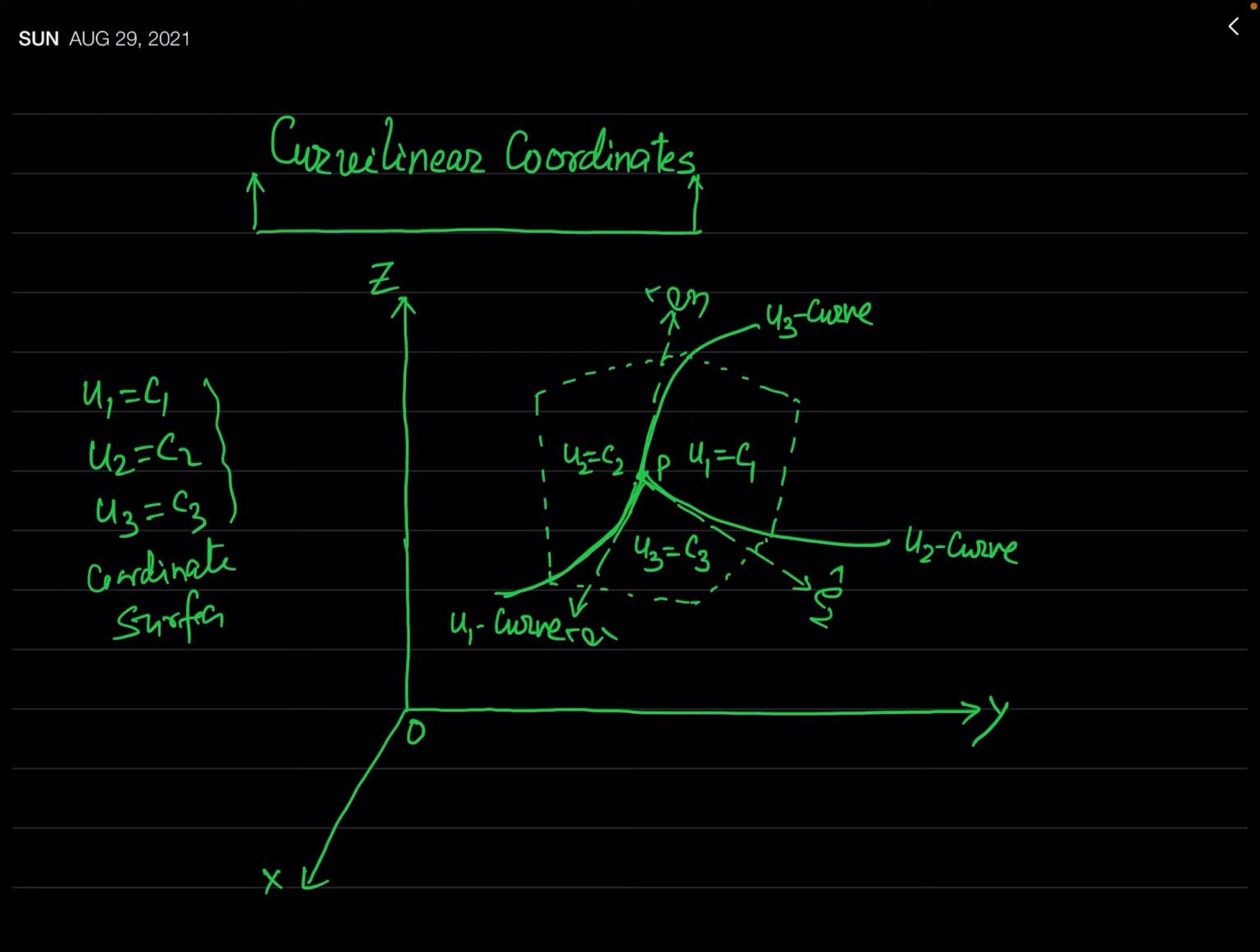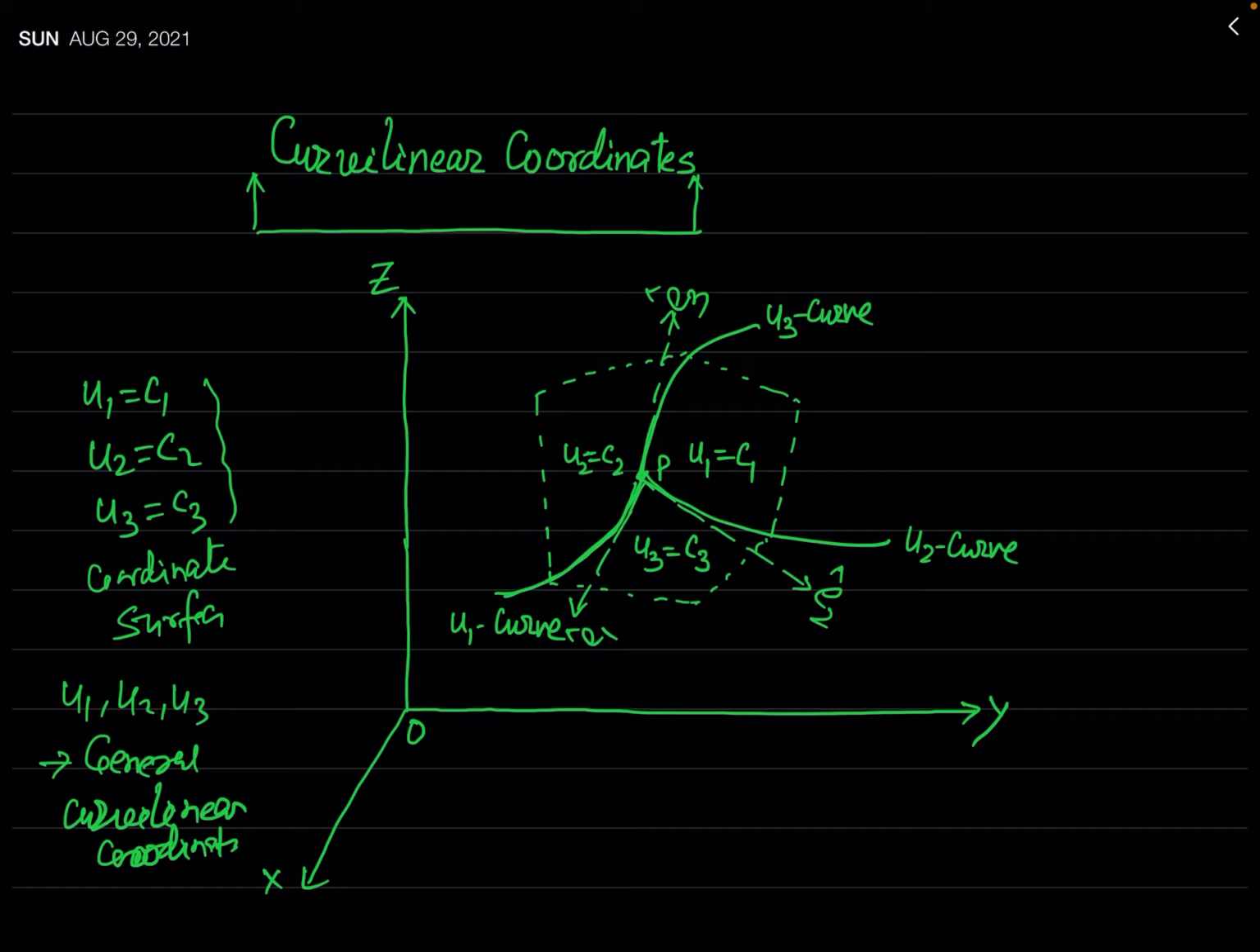Now, if the relative orientation of the coordinate surfaces changes from point to point, then the quantities u1, u2, and u3 are known as general curvilinear coordinates. These are called general curvilinear coordinates.